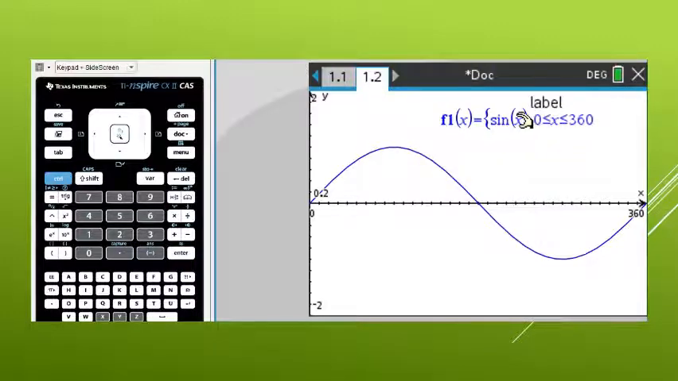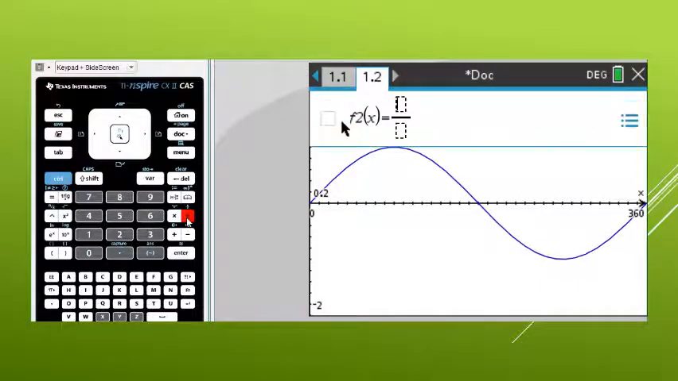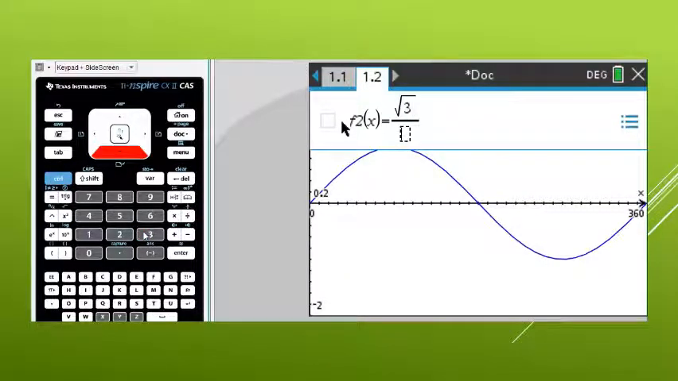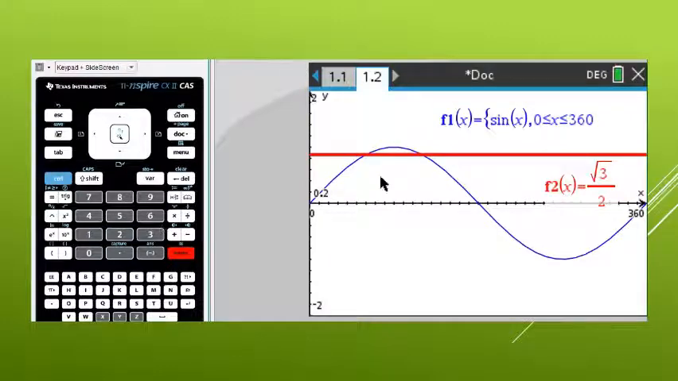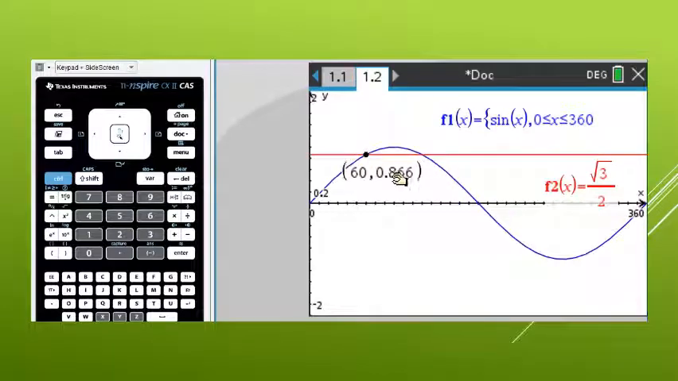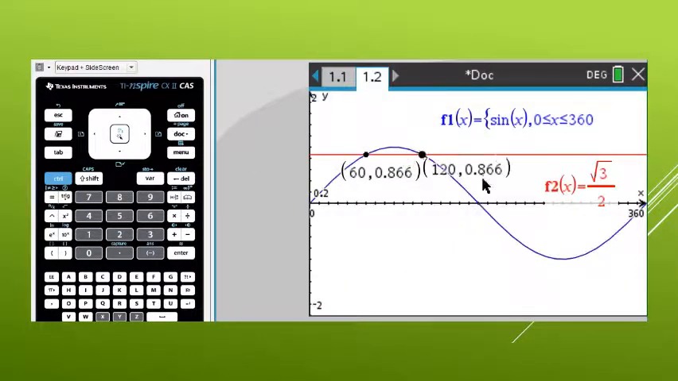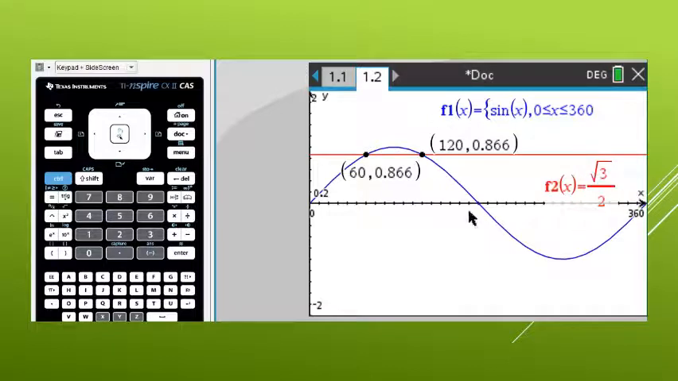Now we want to know when this is equal to root 3 on 2, so I press tab, and here I write exactly what that's equal to: square root of 3 on 2. Press enter. So that's where the graphs are intersecting, here and here. I can ask the calculator to find those for me by going to the intersection. It tells me at 60 it equals that value. Root 3 on 2 is 0.866, and the intersection there tells me at 120 and 0.866, which is the same approximate value as root 3 on 2. So I can use the calculator there.